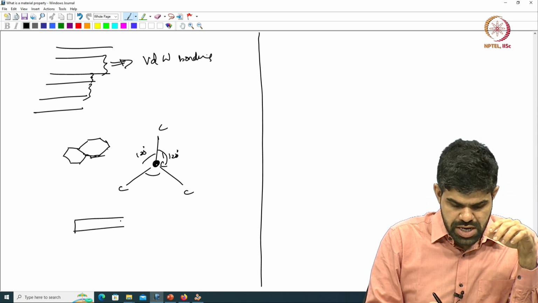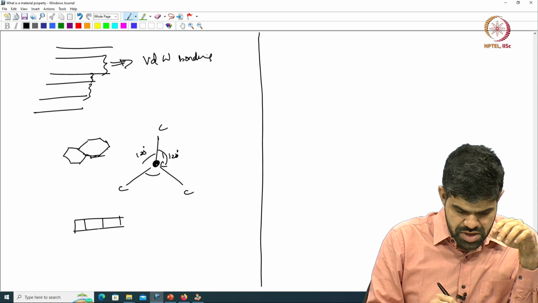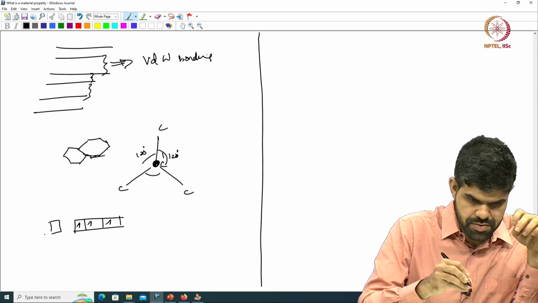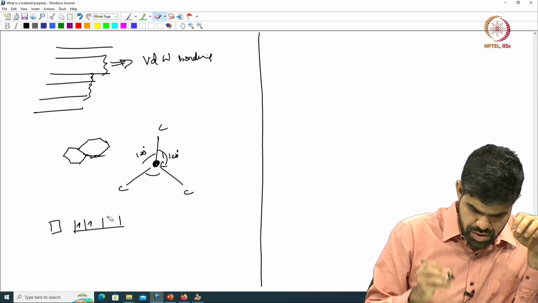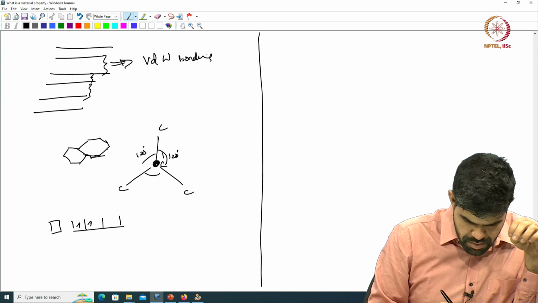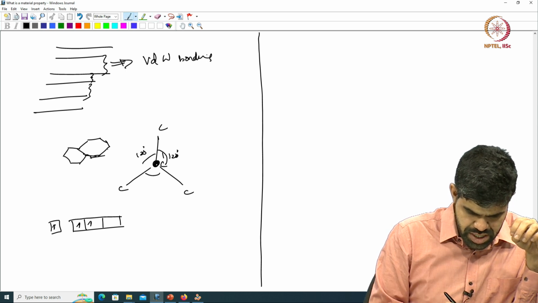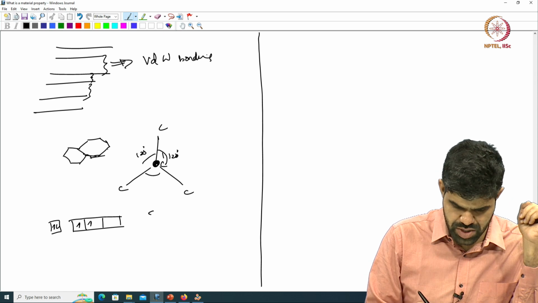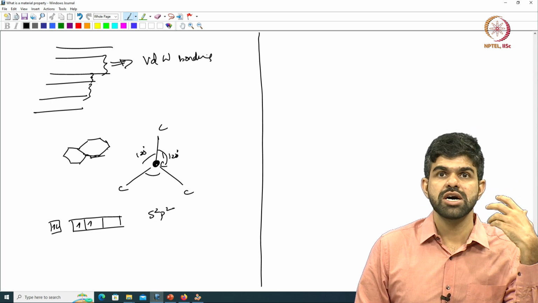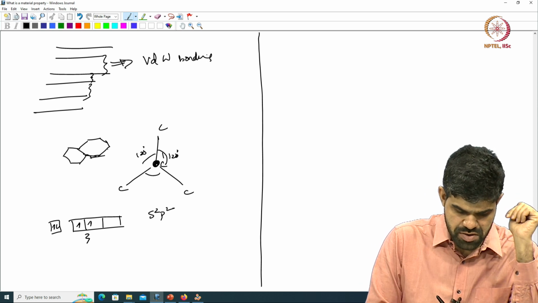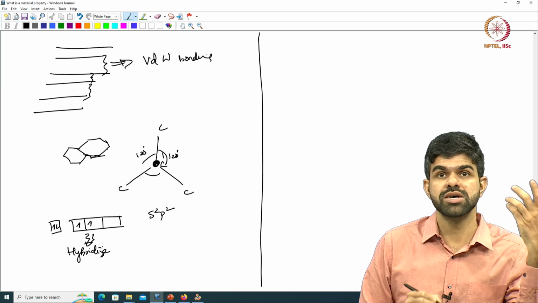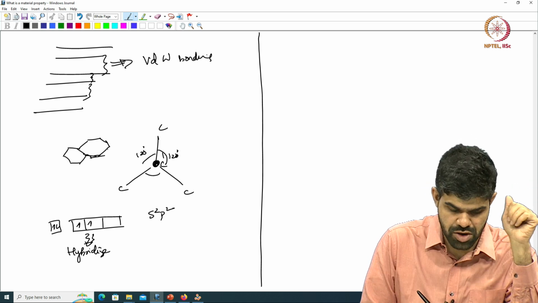But ideally, what is the electronic configuration of carbon? It has 2 s electrons and 2 p electrons, so an s2p2 system. So, that is carbon. But when carbon has to bond to other carbons, all these orbitals hybridize and become orbitals of similar energies, degenerate orbitals.